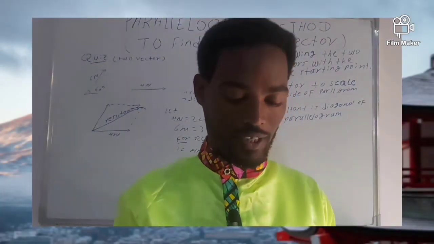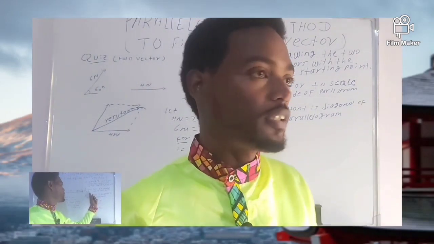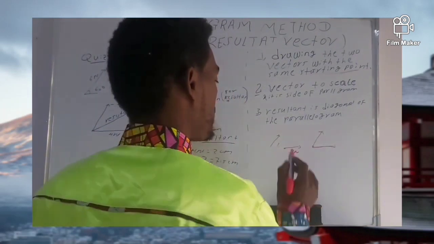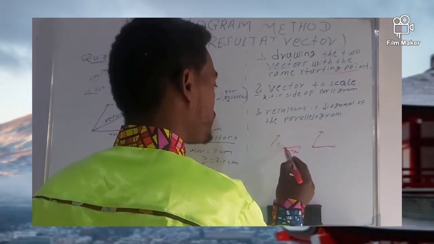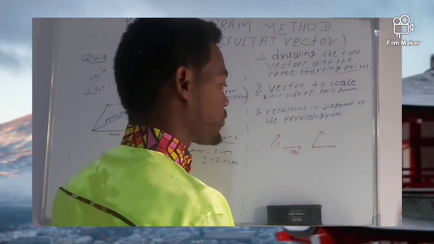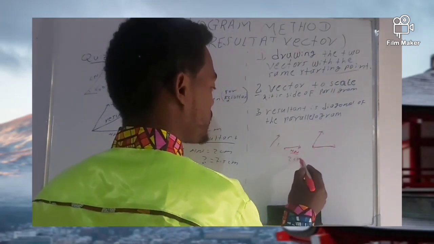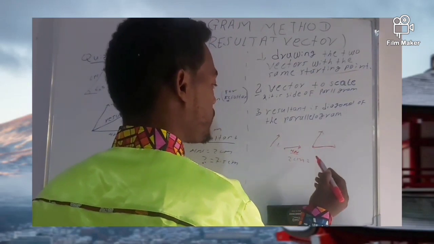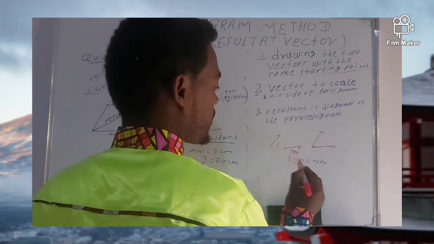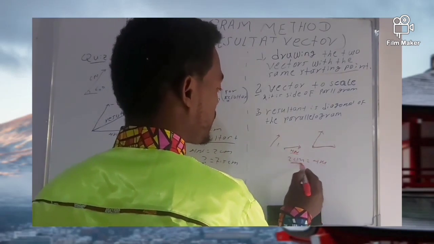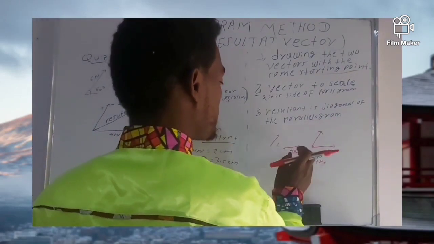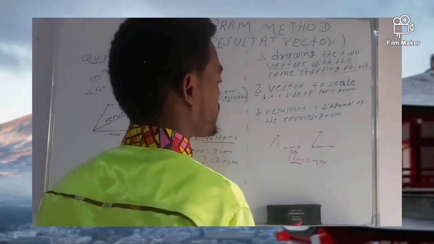Hello everyone. Today we will see how we can find the resultant of two given vectors. We should take a size that represents 4 Newton, let's say 2 centimeter is equal to 4 Newton. So in this case, we are representing the given vectors by scaling. This one is called scaling.